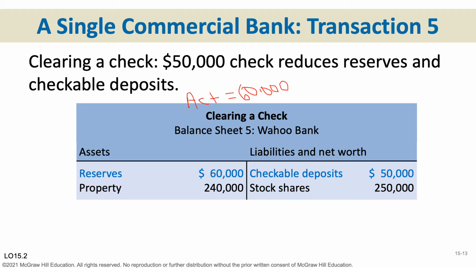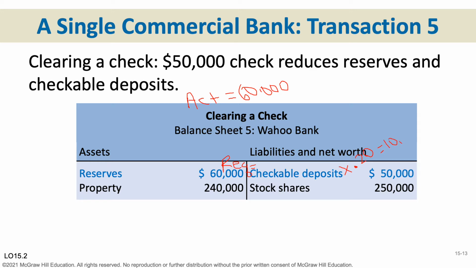So then we calculate required reserves. Required reserves are the checkable deposits times the required reserve ratio. And in this chapter, they're using 20%. We saw the maximum it could be is 10, but this chapter is using 20. So 20% times 50,000, what would that be? Well, that would be 10,000.